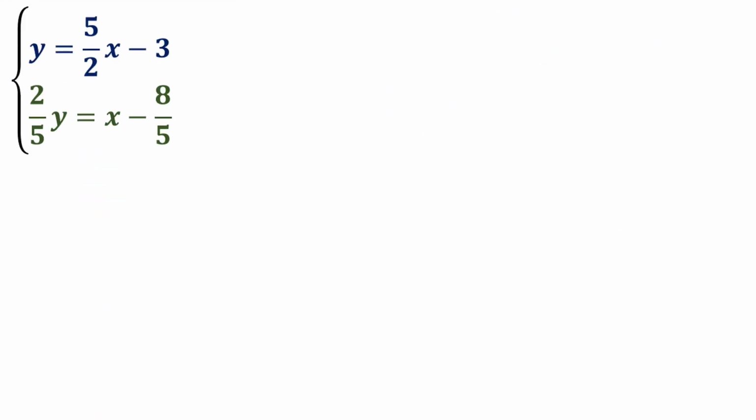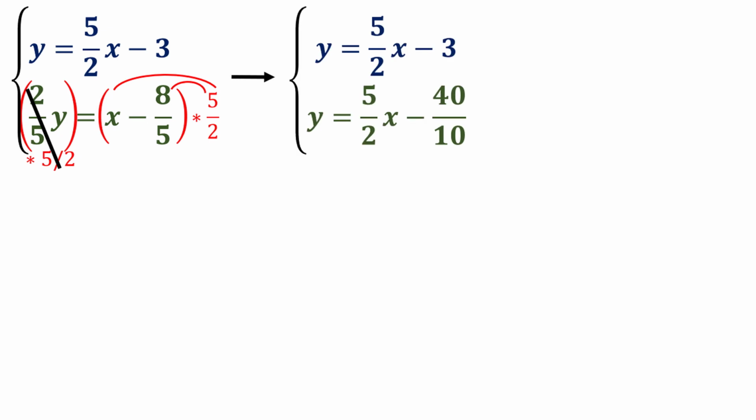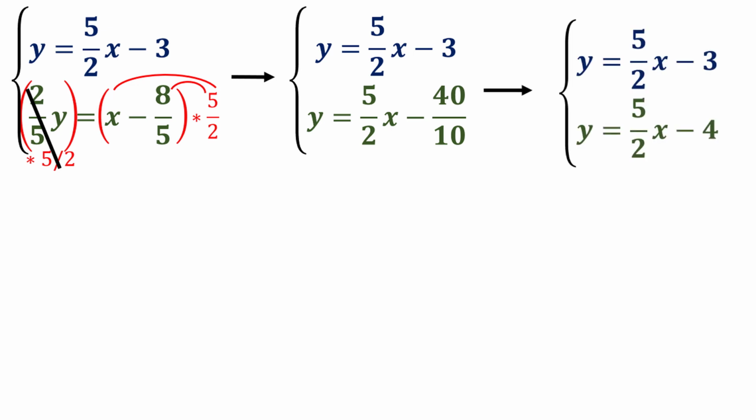Okay, one final example. We have y equals 5 halves x minus 3, and 2/5 y is equal to x minus 8 over 5. Let's solve the second equation for y. Multiplying each side by 5 over 2, which is the reciprocal of 2 over 5, will cancel the coefficient of 2/5 on y. On the right-hand side, we need to distribute the 5 halves to both terms. We are left with y is equal to 5 halves x minus 40 over 10. Simplifying 40 over 10 to 4, we have y is equal to 5 halves x minus 4.